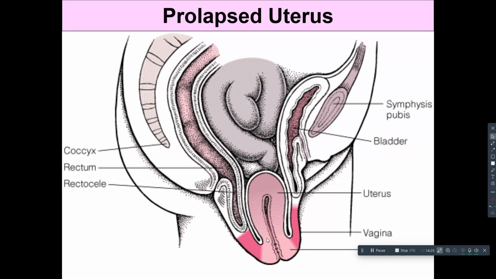This is what can happen if the ligamentous and the muscular support fails, and is more likely to happen if that uterus has become retroverted. This is a prolapsed uterus where the cervix is protruding from the vaginal orifice.